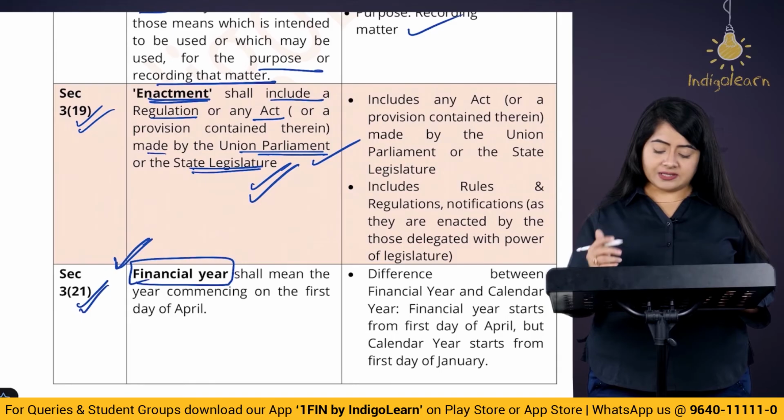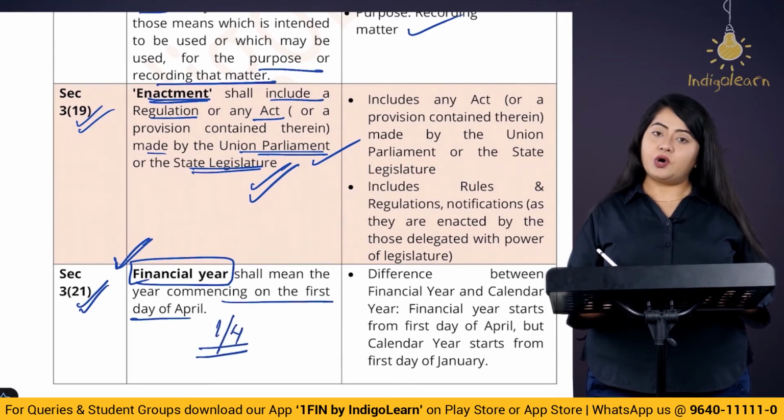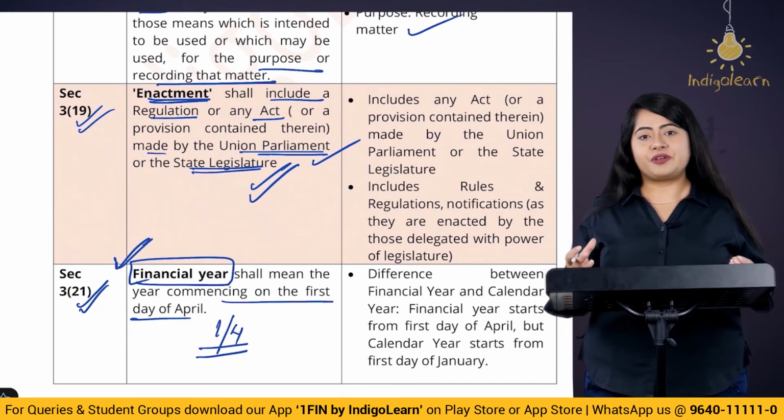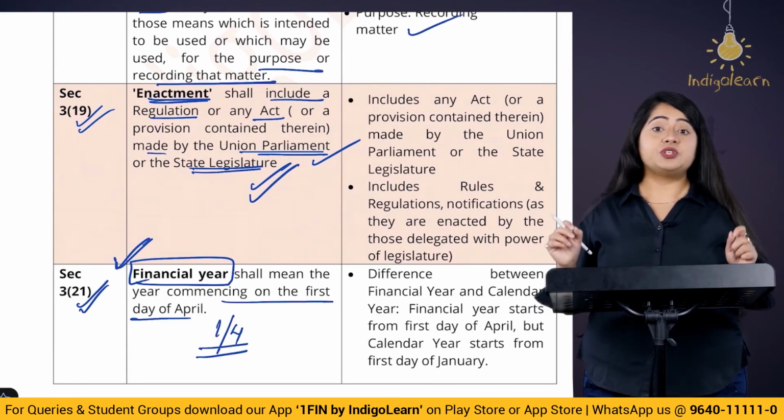See, according to the General Clauses Act, financial year is the year which commences on the 1st of April. So, that means it starts on the 1st of April. If a year starts on the 1st of April, it is going to end on the 31st of March. So, that becomes your financial year as per the General Clauses Act.